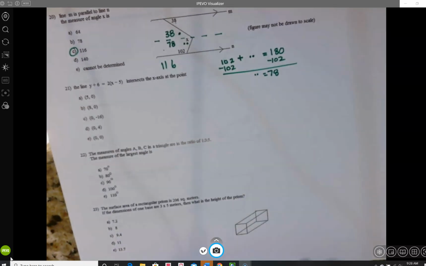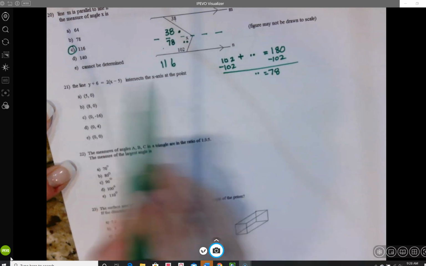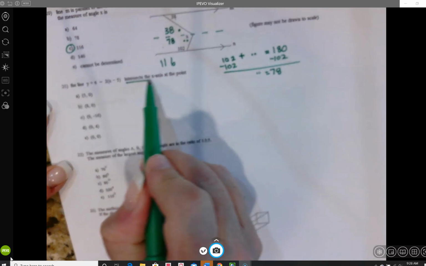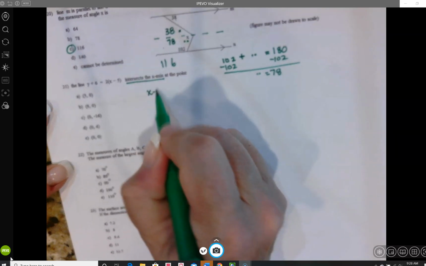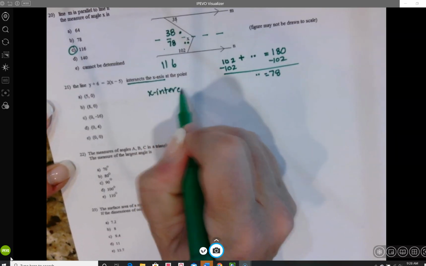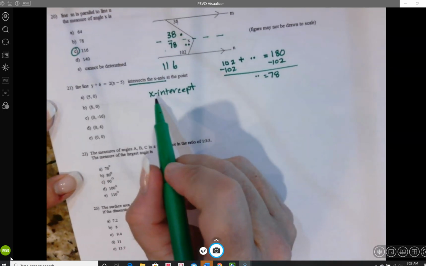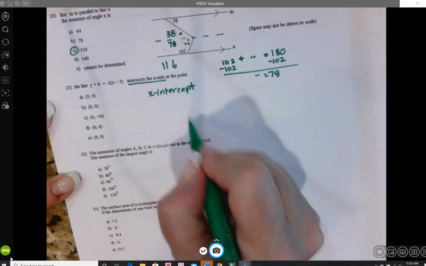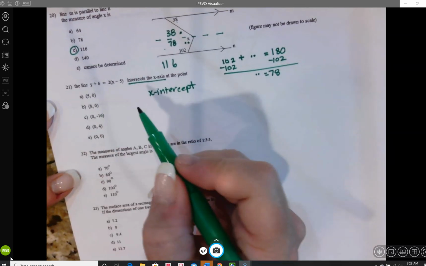For number 21, I've got a line and it's telling where it intersects the x-axis. So that's called the x-intercept. And this is actually something we learned about in Algebra 1. The x-intercept is where that line crosses the x-axis. So I'm going to do this in a couple of different ways.